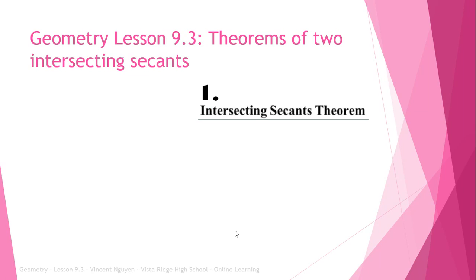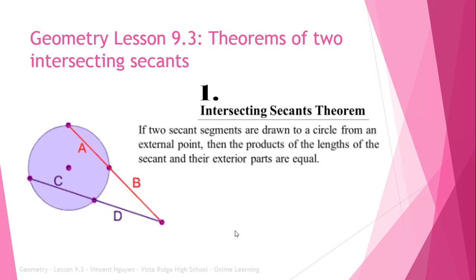Okay, so let's talk about the first one. The first one has to do with segment relationships. It says if two secants meet, the product of the lengths of one secant and its exterior part equals that of the other one. So that's what this is saying, right? Let's put that in mathematical context.